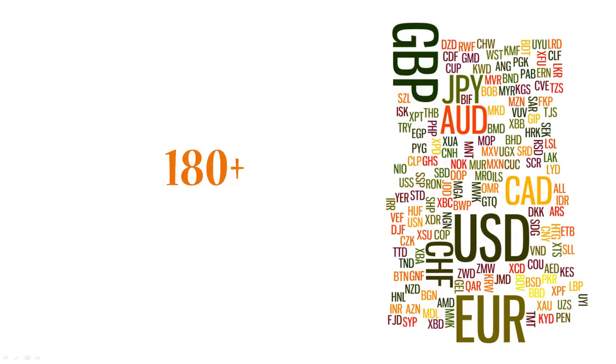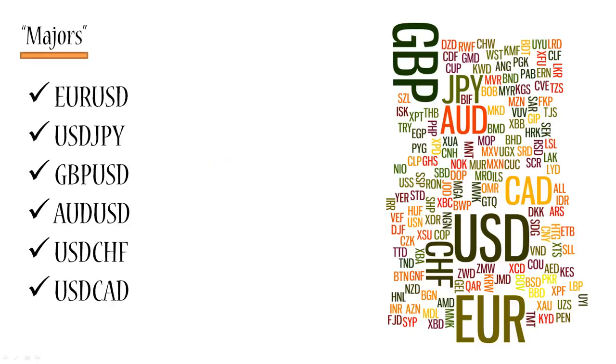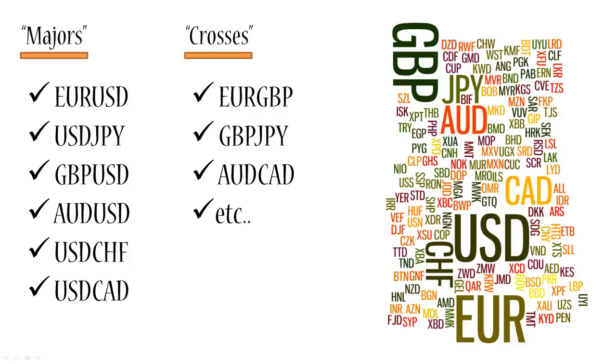There are over 180 currencies in the world, and you can combine any two of them to give you a currency pair. Most traders identify two main groups of currency pairs. These are the majors: the Euro US dollar, the dollar yen, the British pound dollar, the Australian dollar American dollar, the dollar Swiss franc, and the dollar Canadian dollar. And the second group is the crosses. Crosses are simply put all currency pairs that do not include the American dollar, such as the Euro British pound, yen, Australian dollar, Canadian dollar, and so on. And of course there are also all other currency pairs.